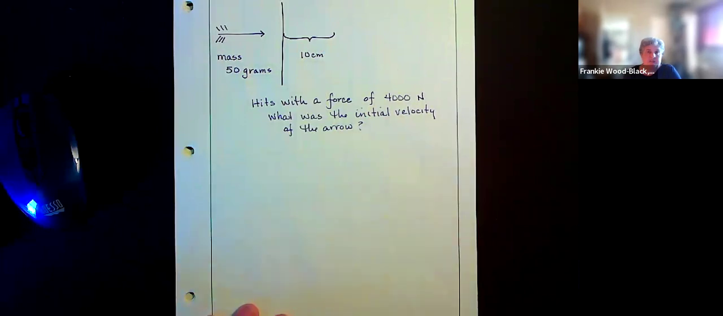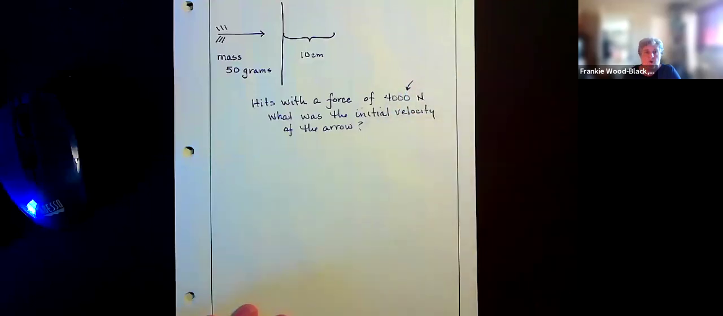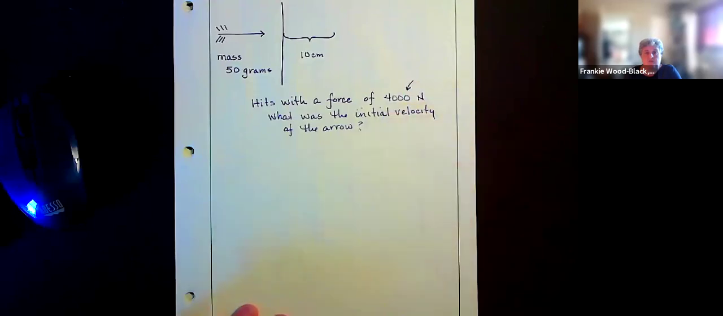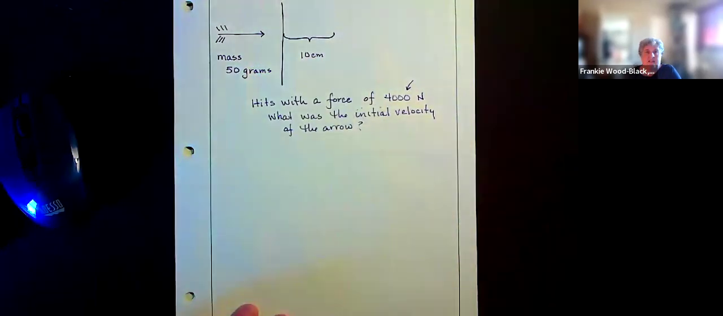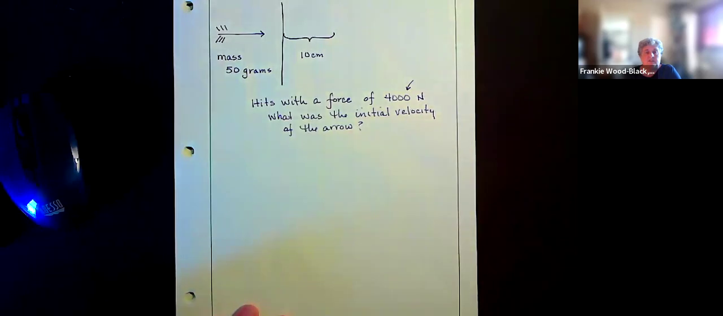And because we're doing this in a scientific way, we could actually measure the force that was applied. So we actually had a force of 4,000 newtons. We want to know the initial velocity that the arrow has when it comes in to the tree. We want to know what is the velocity that the arrow hits.